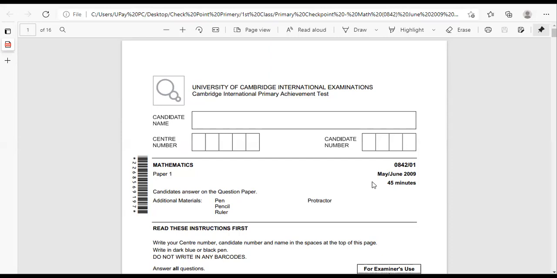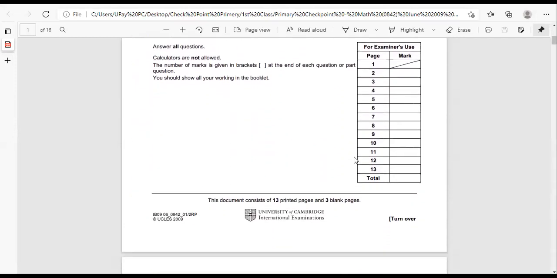Hi, welcome everyone. Here is a primary checkpoint which was given May-June 2009. So this is a first paper. That's why you have only 45 minutes here. So here it says additional material you can use pen, pencil, ruler and protractor. So let's go for the first question and see how we can do it.